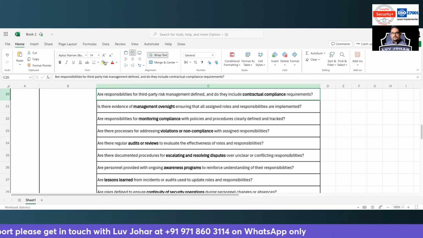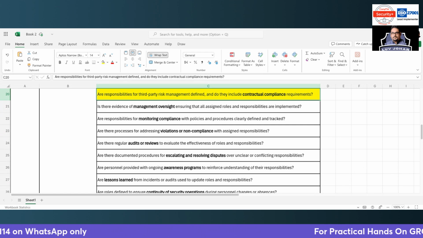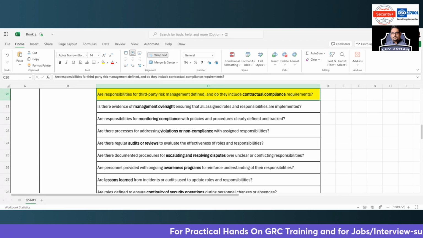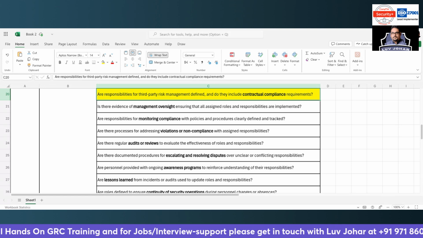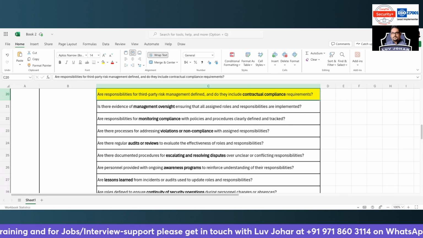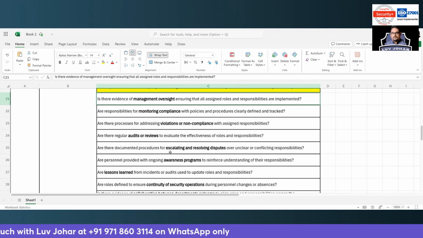Then after that, you need to understand if responsibilities for third-party risk management are defined, and do they include contextual compliance requirements as well? So responsibility for third-party risk management should be defined as well, and they should include contextual compliance requirements. There should be proper contracts laid out with the third parties in terms of what their roles and responsibility are, and what your roles and responsibility are.